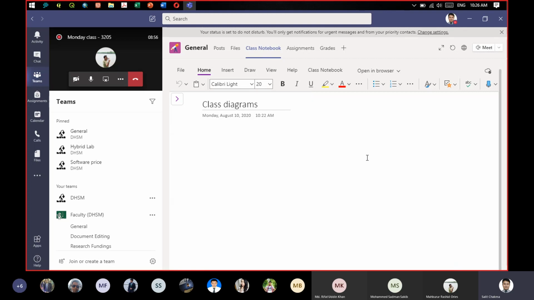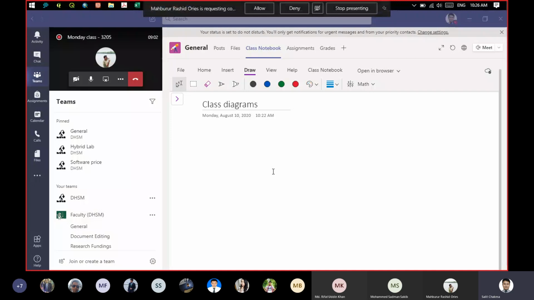Okay, so we will be drawing multiple class diagrams. We have a draw here, so we will be drawing different diagrams on this page. So anytime later, you will have access to this, and you can go through them, and that will help you to understand better what we talked about, the things that are in the slides.